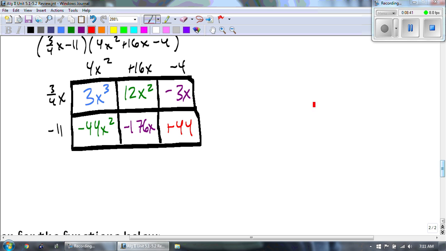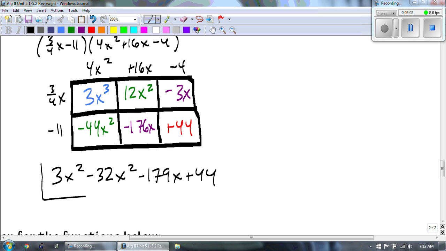Okay? And then we just go through and combine our like terms, and we get 3x cubed. Negative 44 and 12 is negative 32x squared. Negative 176 and negative 3 is negative 179x plus 44.